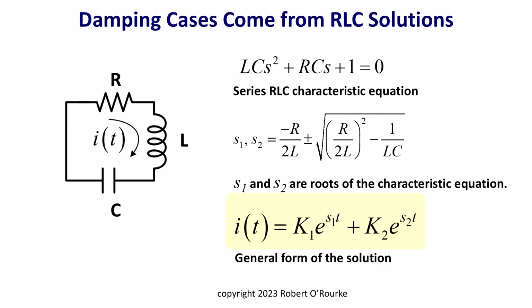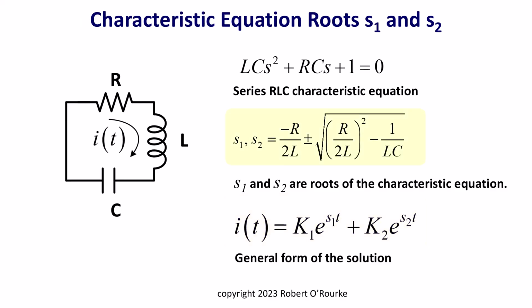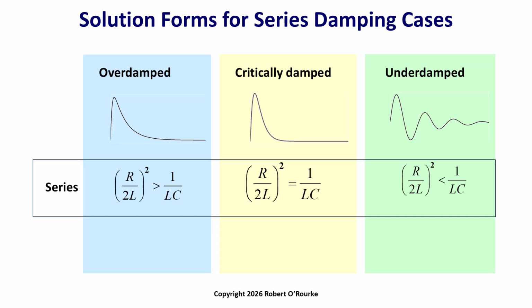Damping cases for RLC circuits come from the solutions for voltages or currents. Shown here is the solution general form for series RLC current. More specifically, damping cases come from characteristic roots within the solution process. This equation for S1 and S2 is the characteristic roots equation for series RLC. These three series RLC damping cases come from the previous characteristic roots equation.